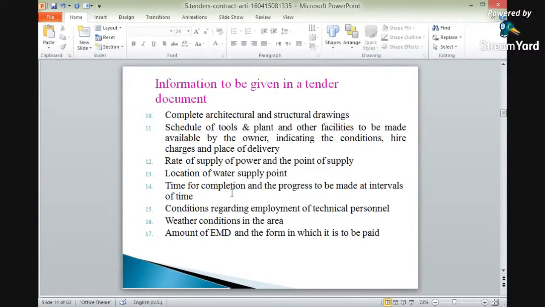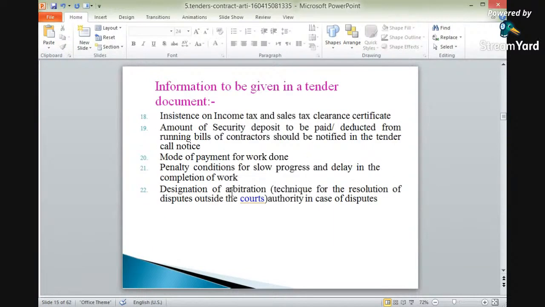Again, the 17th point is the amount of earnest money deposit. What will be the amount for earnest money deposit, and the form in which it is to be paid? Whether it will be paid in DD, or in cash, or any other form. So the amount of EMD, that is earnest money deposit, and the form in which it will be paid.